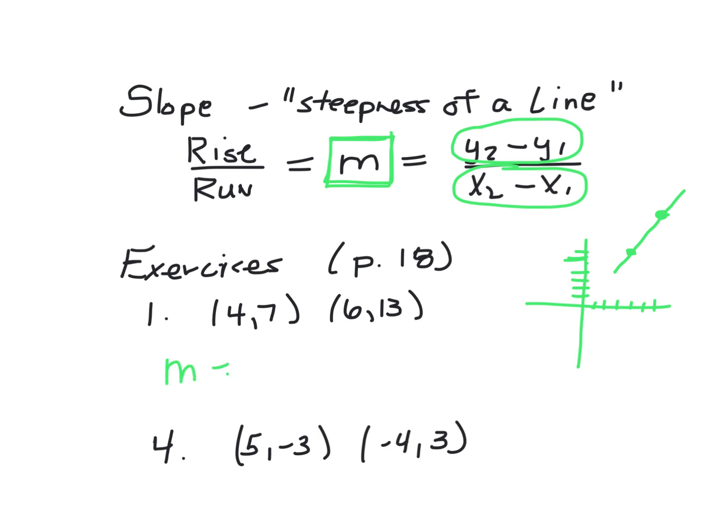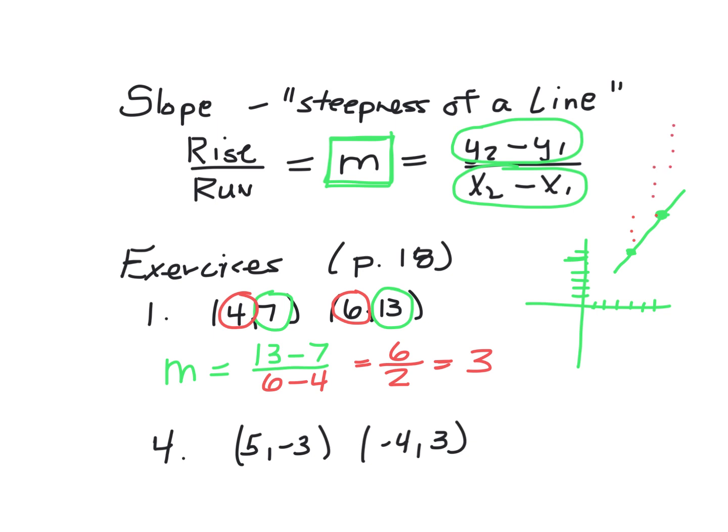Using my slope formula, my change in y will be 13 minus 7. These are my y coordinates. And then my change in x would be 6 take away 4. I need to subtract them in the same order on the top as on the bottom. So I have 6 over 2, which is 3. Which means on this line, I go up 3 and over 1, up 3 and over 1, up 3 and over 1.